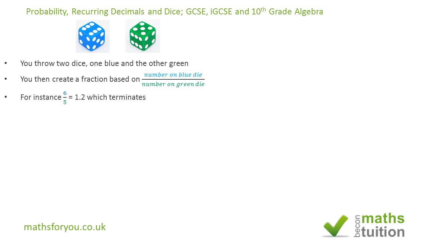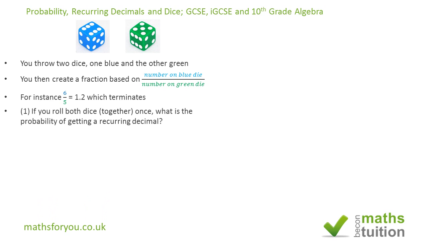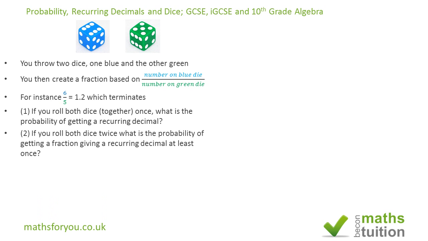Okay, so the questions are, for the first one, if you roll both dice, that's one event. If you roll both dice once, what is the probability of getting a recurring decimal? And the second question says, if you roll both dice twice, in other words, you've got two events, what is the probability of getting a fraction giving a recurring decimal at least once?